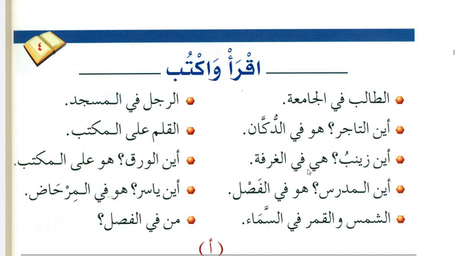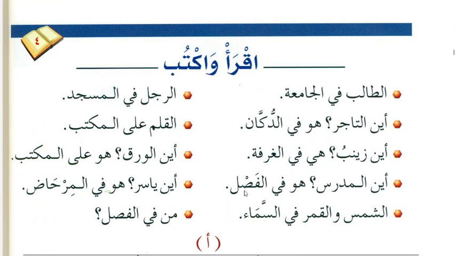Aina Zainab? Where is Zainab? Hiya fil ghurfa. She is in the room. Aina al-warak? Where is the paper? Huwa ala al-maktab. It is on the table. Aina al-mudarris? Where is the teacher? Huwa fil fasal. He is in the class. Aina Yasir? Huwa fil mirhad. He is in the toilet. Ash-shamsu wal-qamaru fis-sama. The sun and the moon are in the sky. Man fil fasal? Who is in the class?